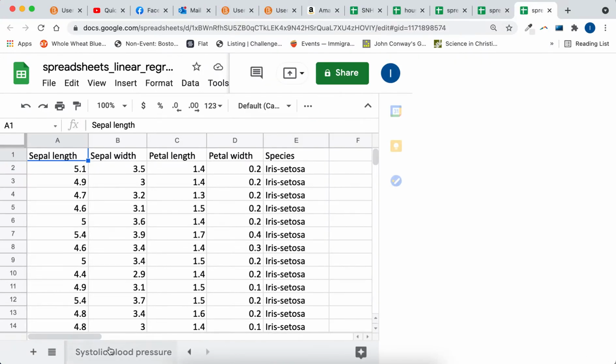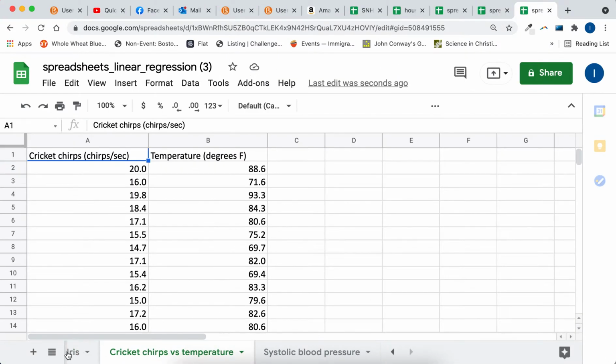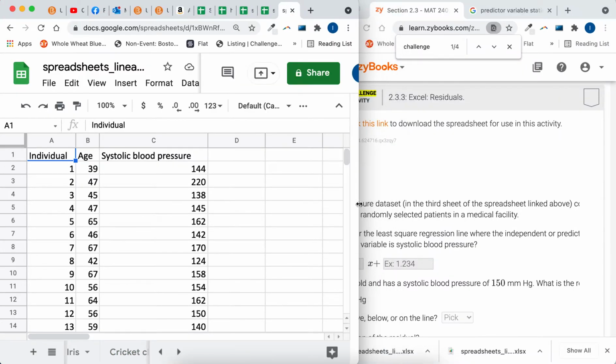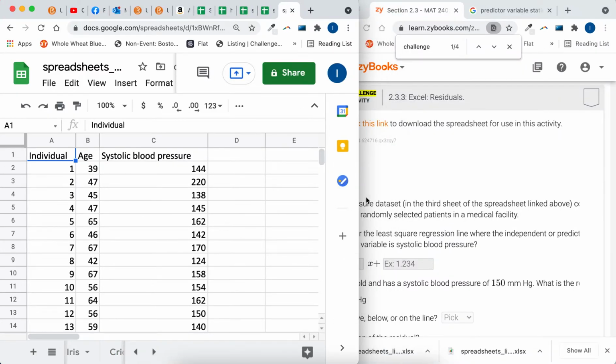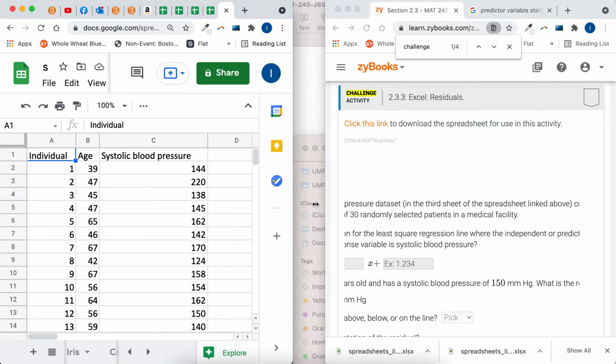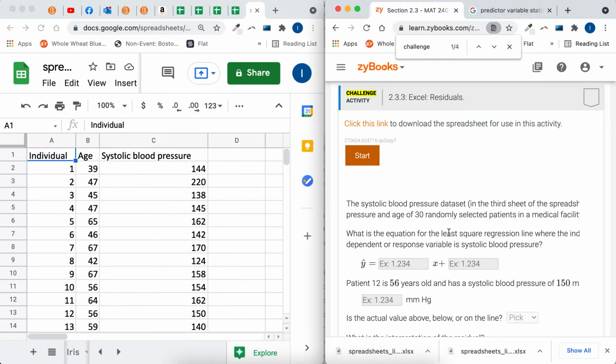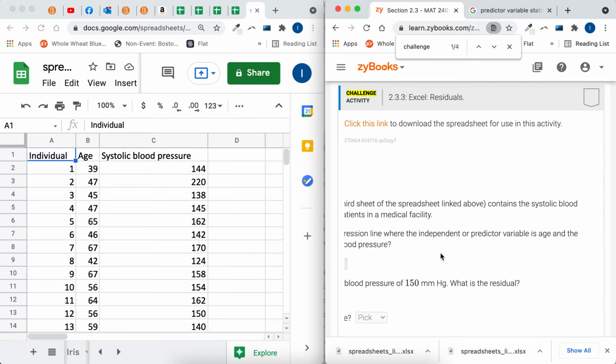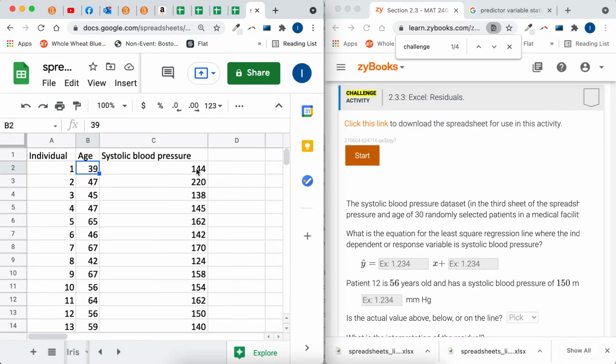So the sheets are usually on the bottom in Excel, or I'm on Google Sheets. There's systolic blood pressure they're talking about right here. Okay, so I got what they're talking about. Let's see. What is the equation for the least squares regression line where the x variable is age? So this is our x variable, and the dependent variable is systolic blood pressure. That's our y variable.